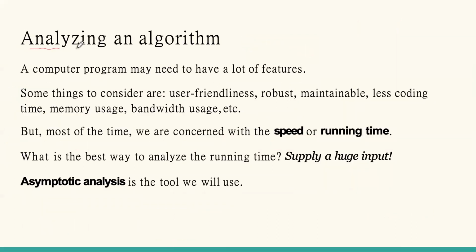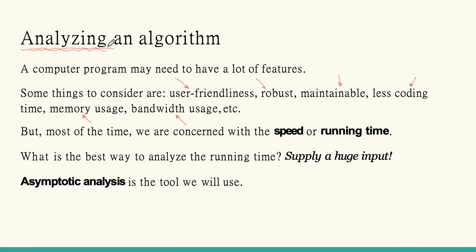So when analyzing an algorithm, there may be many things to look at. For example, a computer program may need to have a lot of features. User friendliness, that is, how user friendly is your program or your algorithm finally, is an important concern. How robust is the program? How maintainable is your algorithm, right? How much time does it need to code it? How much memory does it occupy, how much network bandwidth does it use, and so on. So these are various parameters that we can consider when we are analyzing algorithms.